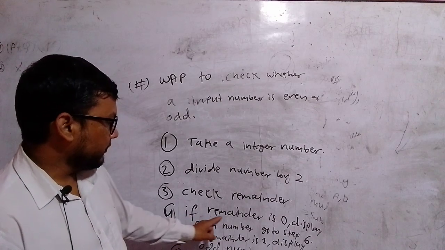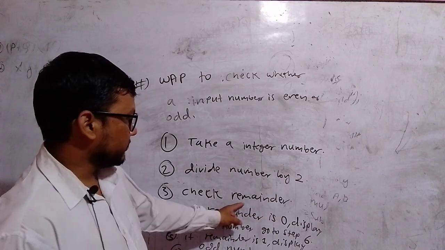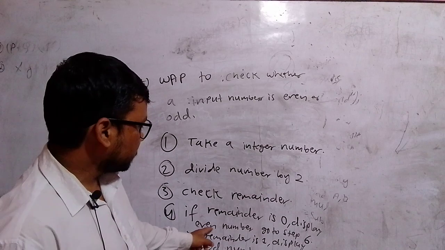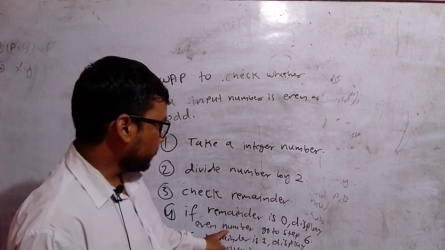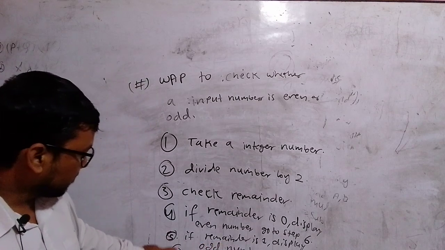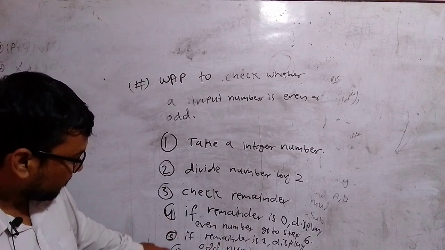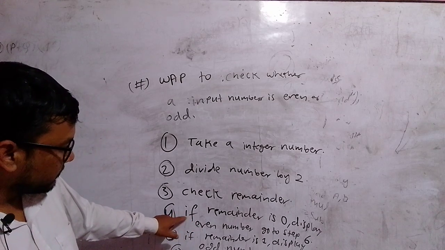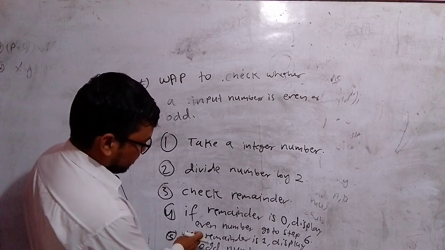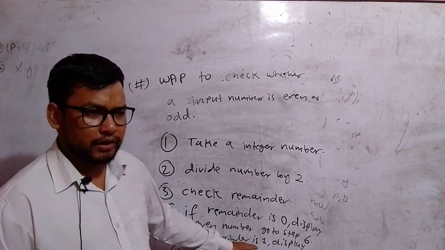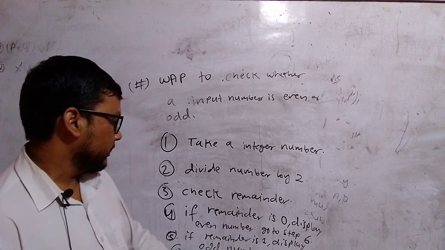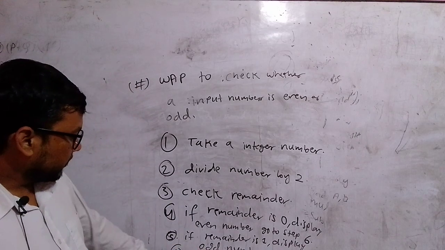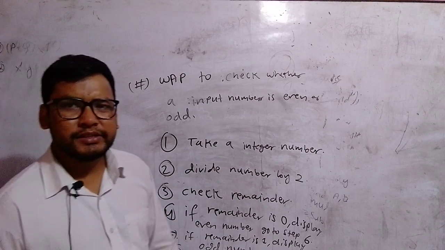And step 4, if the remainder is 0, if that division gives remainder 0, then obviously we know that this number is even, so we display even number and go to step 6. We need to skip step 5 because we already got our result. Otherwise, if the remainder is 1, then we display that the number is odd. This is the steps.